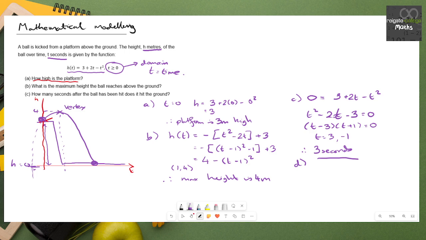But what happens if t is bigger than 3? Well, if we think about the graph, if t is bigger than 3, the graph keeps doing this. So it goes underground, which doesn't make sense. So that is a criticism of the model. For t is bigger than 3, the height above the ground is negative. Which doesn't make sense.